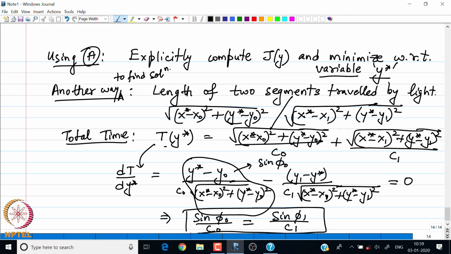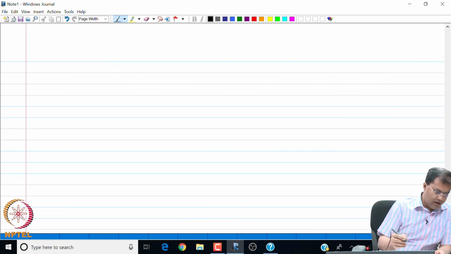People who have done science in class 12th will immediately recognize that this is nothing but the famous Snell's law. In class 12th we are taught Snell's law, we are just given the expression, but we are not shown how we get it. So, what this example shows is that the path of the light is such that it always follows Snell's law. The moral of the story is the following.